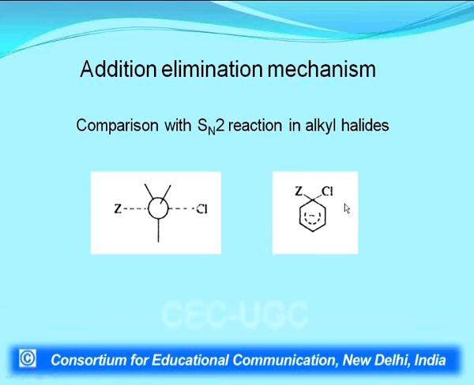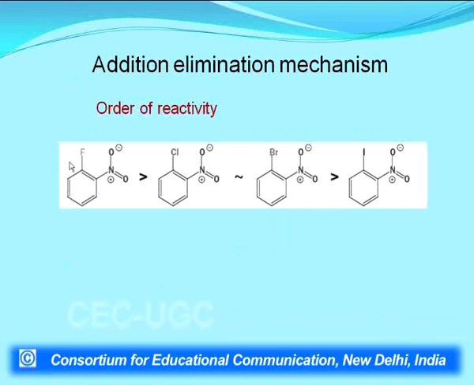Whereas, in the case of aromatic compounds, the carbon halogen bond is not cleaved in the rate determining step. The first step, which is the rate determining step, involves only the formation of a bond between carbon and the attacking group, that is the nucleophile, and a sigma complex is formed which has a negative charge. So, any factor which stabilizes the negative charge will increase the rate of reaction, and this is what we observe here. Fluorine is a highly electronegative atom.